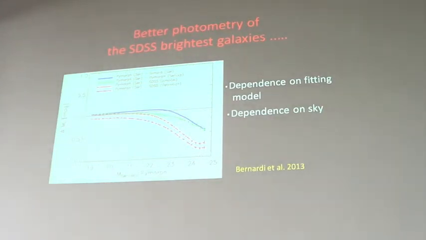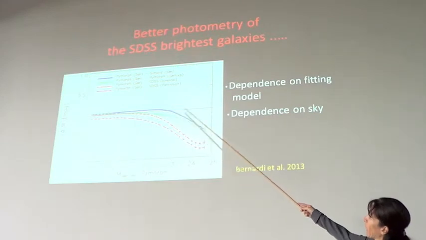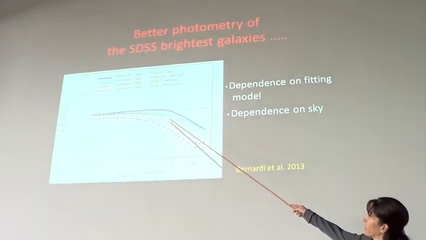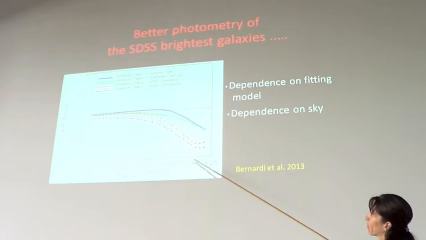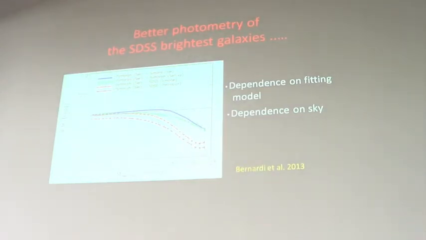subtraction problems. Not only, but especially for the bright galaxies, it also depends on the model that you use to fit the surface brightness of the galaxy. So this shows just the variation in luminosity that you have. For example, just using the Sersic profile and the Sersic exponential profile, the green line here, you see that at the very bright end, you can have a difference of 0.2, 0.3 magnitude.